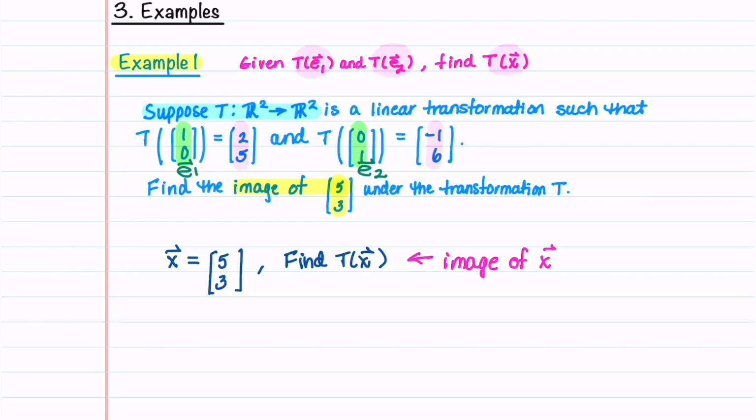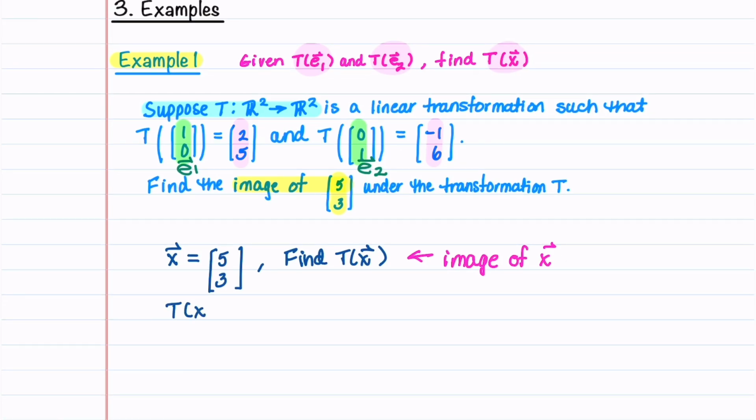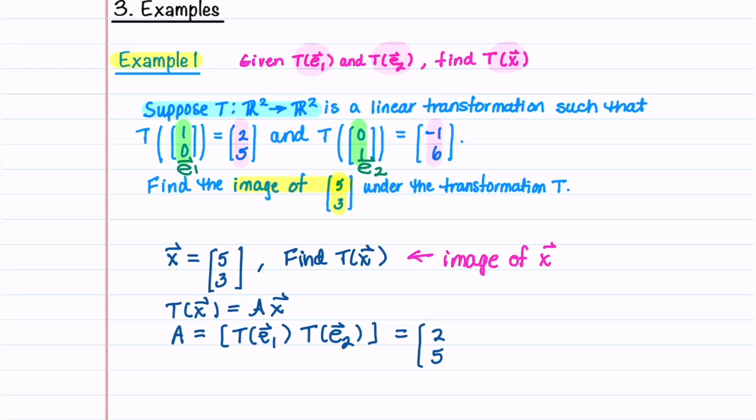Sometimes the hardest part of these problems is understanding what you're given and just trying to figure out what you actually need to compute. Our T of x is equal to A times x, and we know that A is equal to T of E1 and then T of E2. Looking up above, we can see that T of E1 is the vector 2, 5, and that goes in our first column. And then T of E2 is the vector -1, 6, and that goes in our second column.